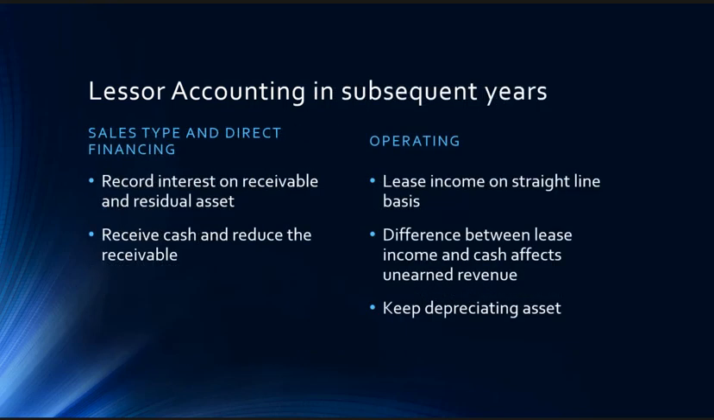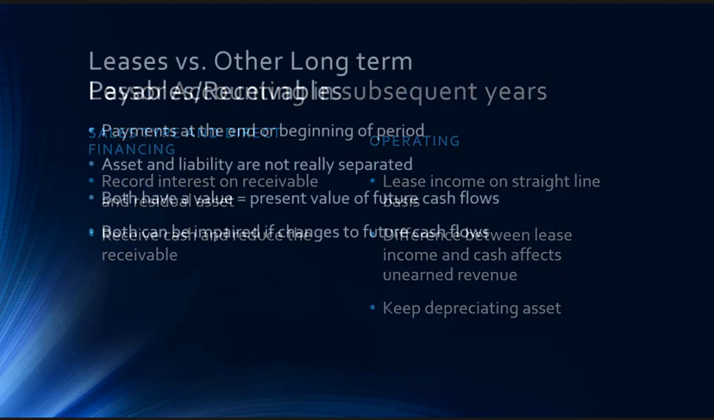In subsequent years, you're going to record the interest and the cash on the sales type and direct financing lease. Operating leases, just lease income on a straight line basis. The difference between lease income and cash affects the unearned revenue, and you're going to keep depreciating the asset because you didn't give up control of it on an operating lease. Only one side should be depreciating the asset.